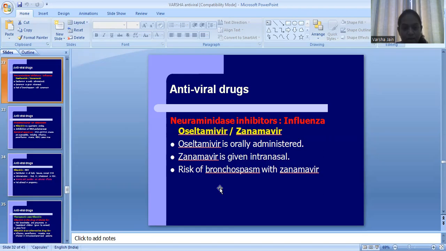Acyclovir is orally administered and zanamivir is given through the intranasal route. Risk of bronchospasm is with zanamivir.